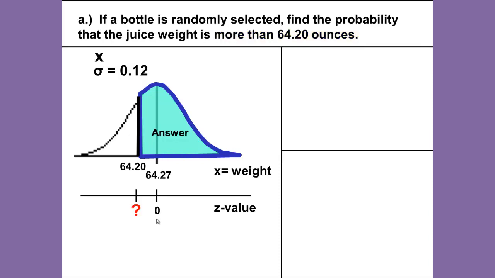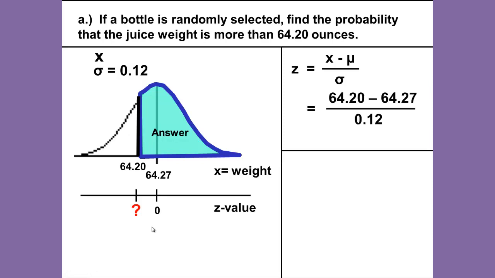I will need to find the z-value first so that I can look up that z-value in our table. So our z will equal x minus the mu divided by the sigma, or x minus the mean divided by the standard deviation. X is the number we're talking about, which is the 64.20, minus the mean of 64.27 divided by the standard deviation of 0.12.